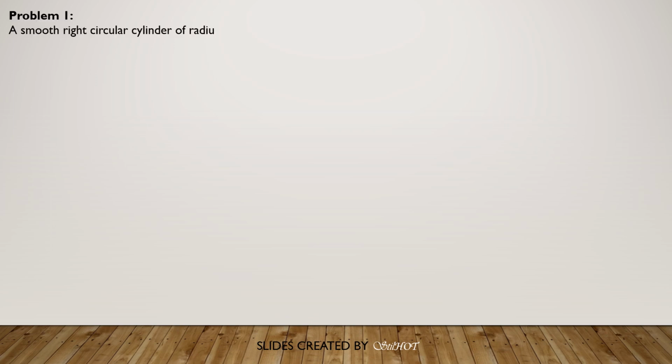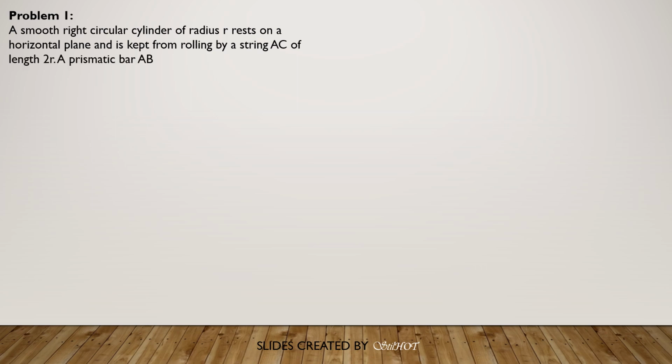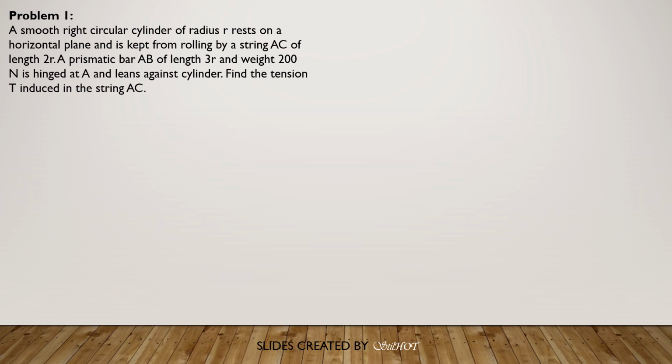a smooth right circular cylinder of radius r rests on a horizontal plane and is kept from rolling by a string AC of length 2r. A prismatic bar AB of length 3r and weight 200 newtons is hinged at A and leans against the cylinder. Find the tension T induced in the string AC.